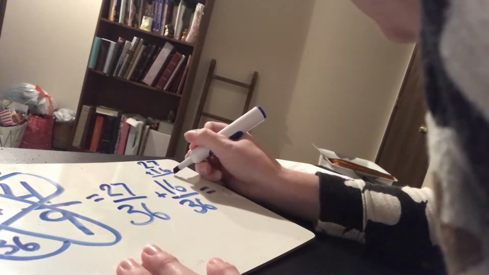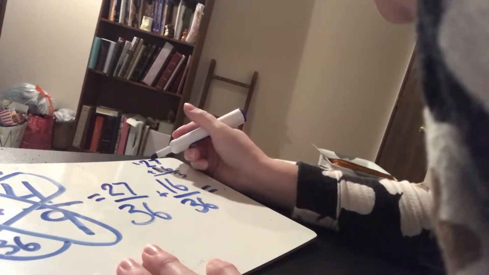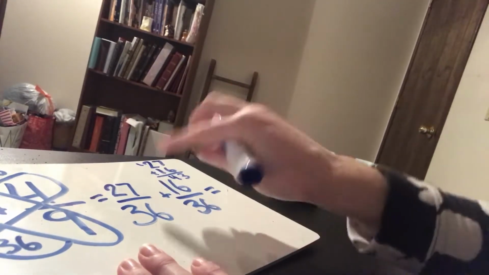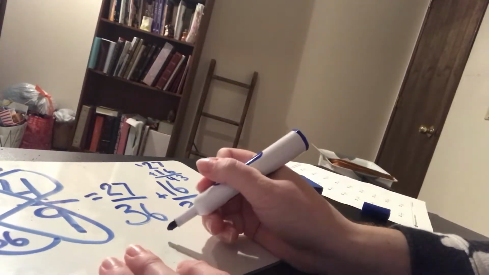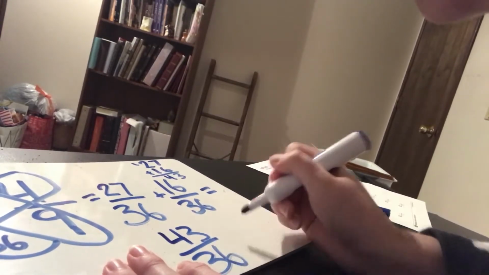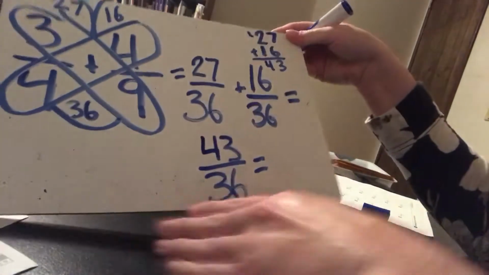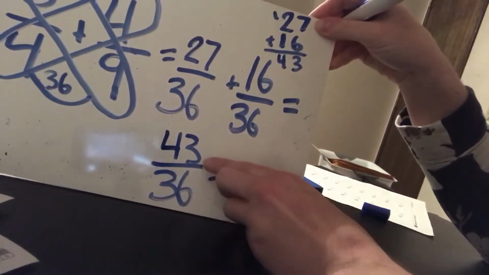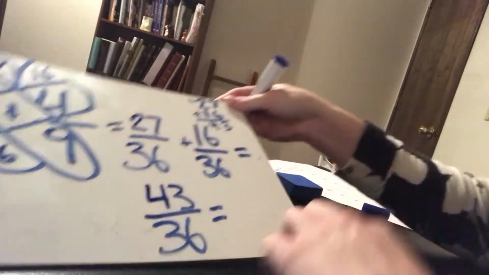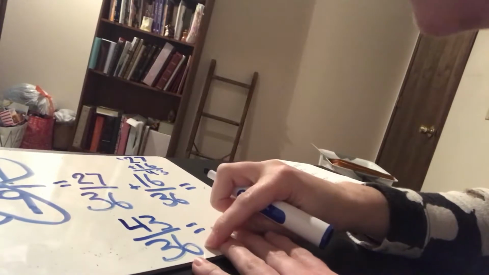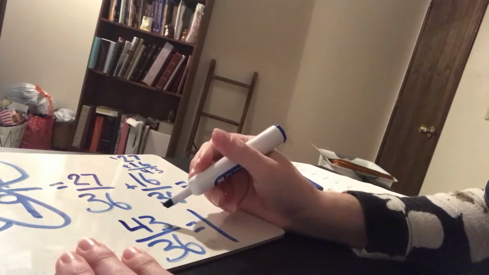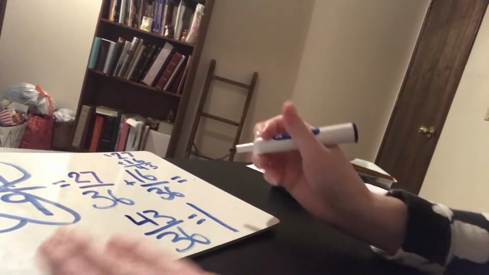7 plus 6 is 13. Carry my 1. 2 plus 1 is 3, plus the extra 1 is 4. So then 27 plus 16 is 43 over 36. Now, this is an example of an improper fraction. Your numerator is larger than your denominator, so we need to fix that problem by making it a mixed number. How many times does 36 go into 43 evenly? Just 1 time. So then I need to subtract 36 from 43.